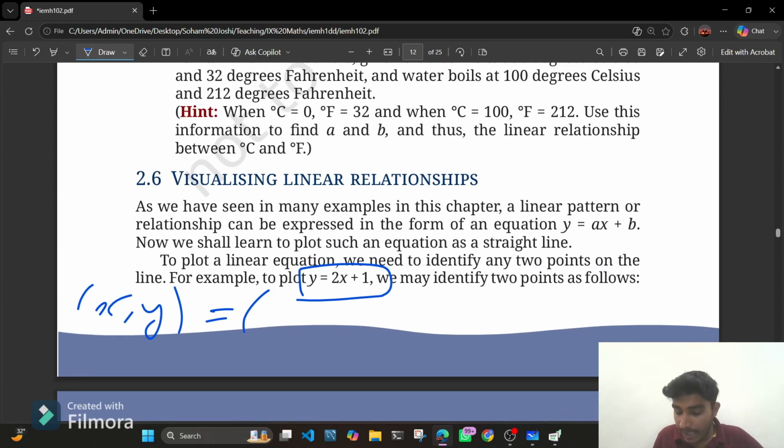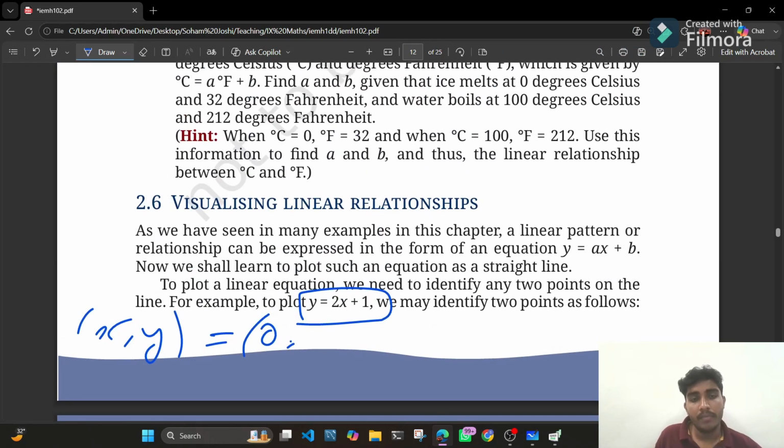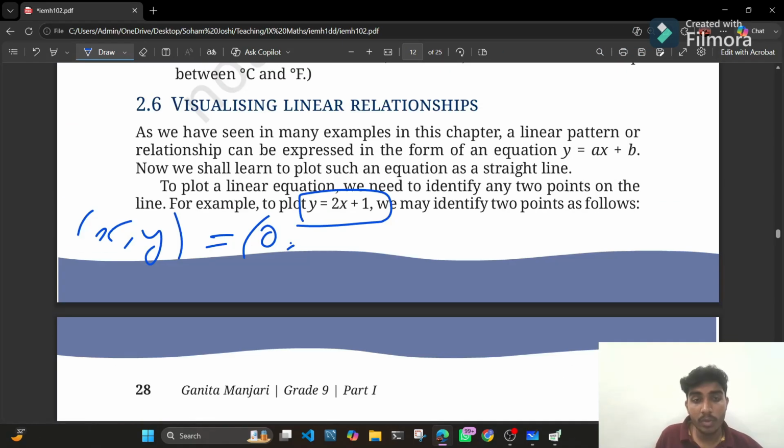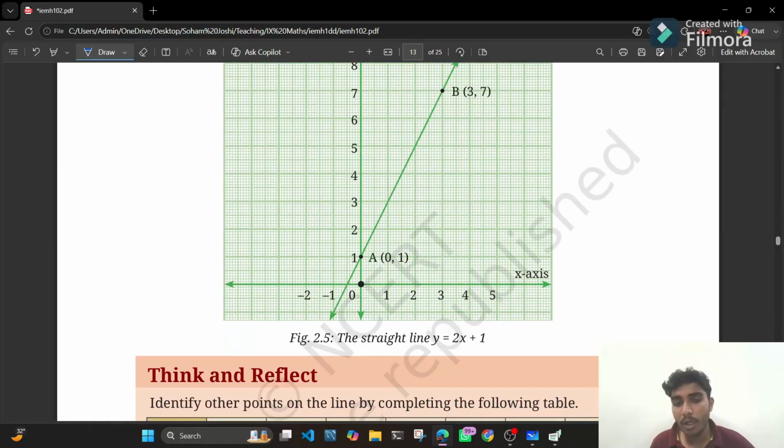If we consider x is equal to 0, we get y is equal to 1. ठीक है, okay, ये एक point हो गया. Then if we consider x is equal to 3, then we get y is equal to 7. ठीक है, तो ये अपने दो points है. We'll just plot it on the graph paper.